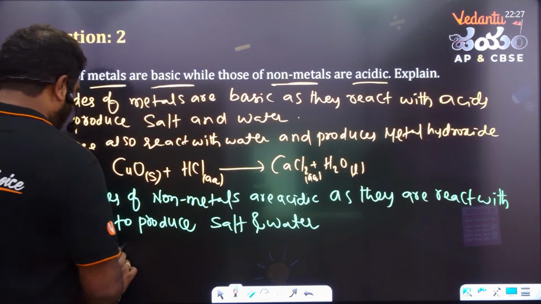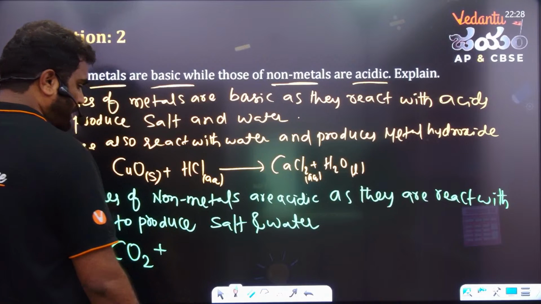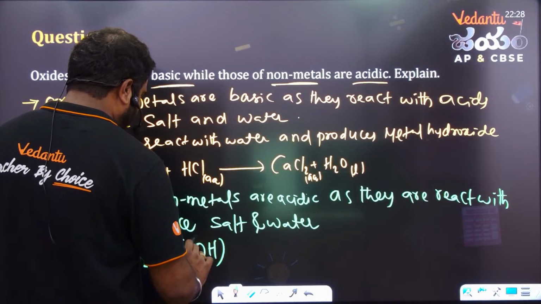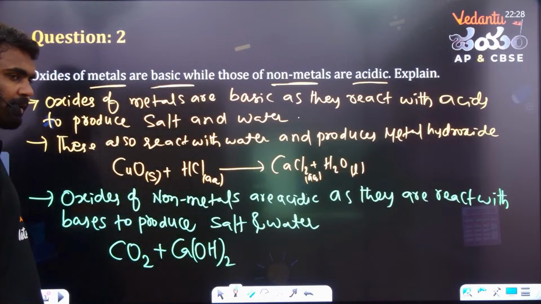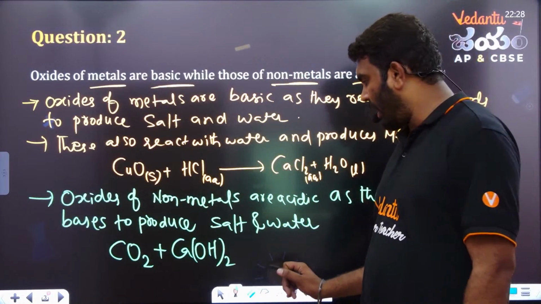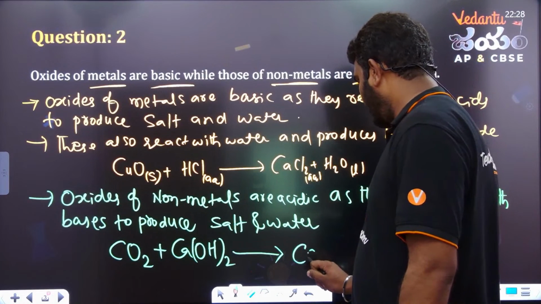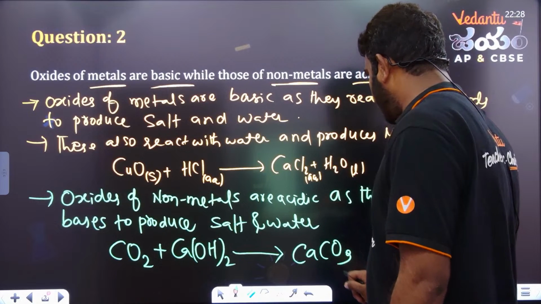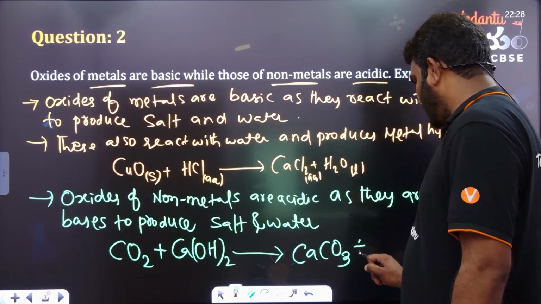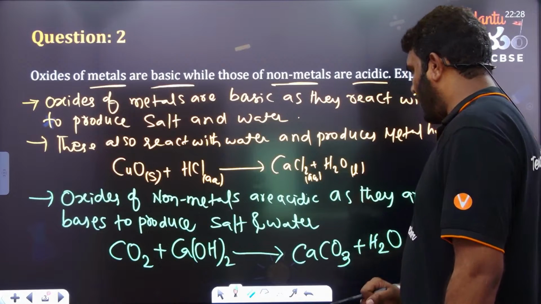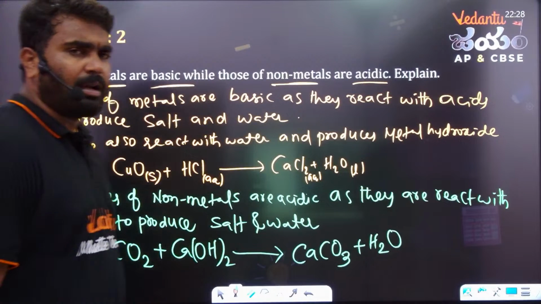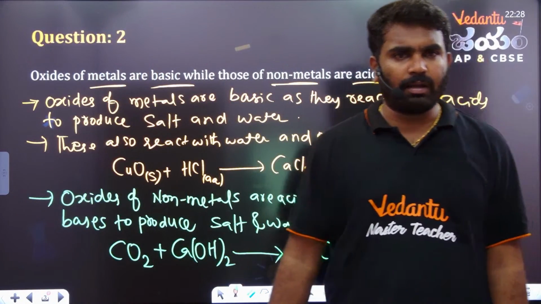So we can say carbon dioxide, a non-metal oxide, I am reacting with calcium hydroxide. It will form calcium carbonate, CaCO3, plus water. That's why the oxides of metals are basic in nature, while non-metal oxides are acidic.